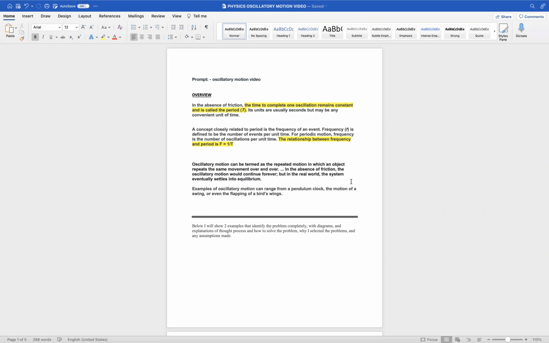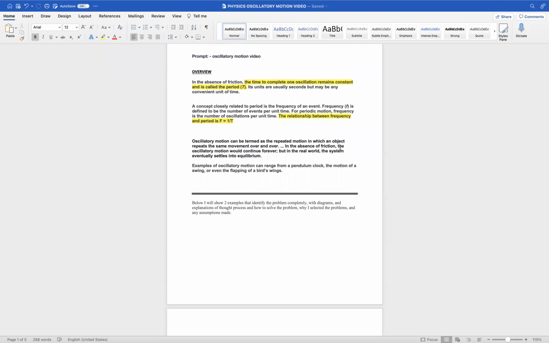an equilibrium. So, for example, I could be using a pendulum clock because it just goes back and forth, the motion of a swing because it just goes back and forth, or even birds' wings flapping. This all is to remain constant in a period, and the frequency is defined as the number of events per unit of time.